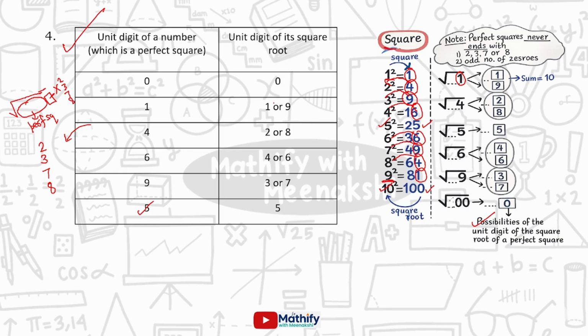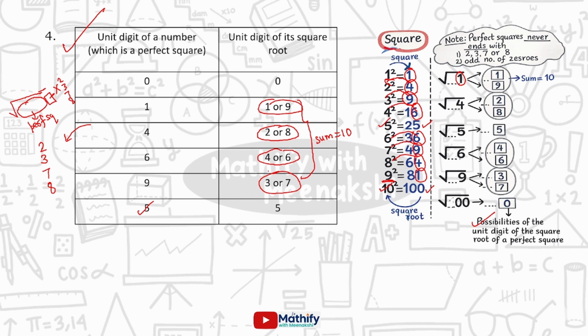Now, did you observe something here where we have two possibilities? Just see carefully. Yes, the sum is always 10. So if you know one digit, you can simply subtract that digit from 10 to get the other digit.